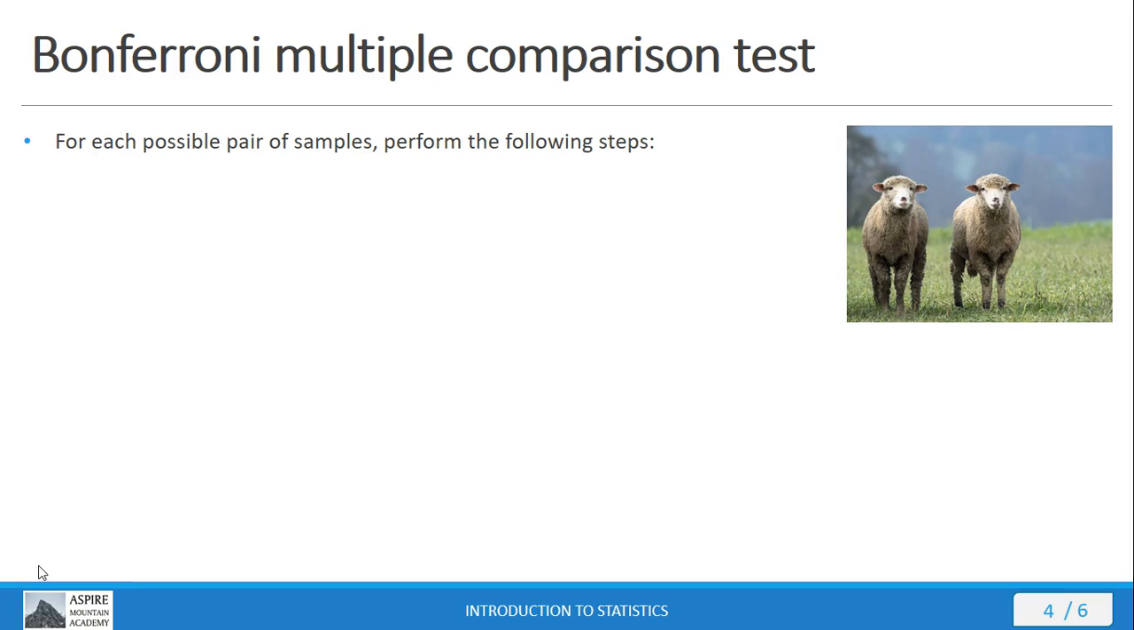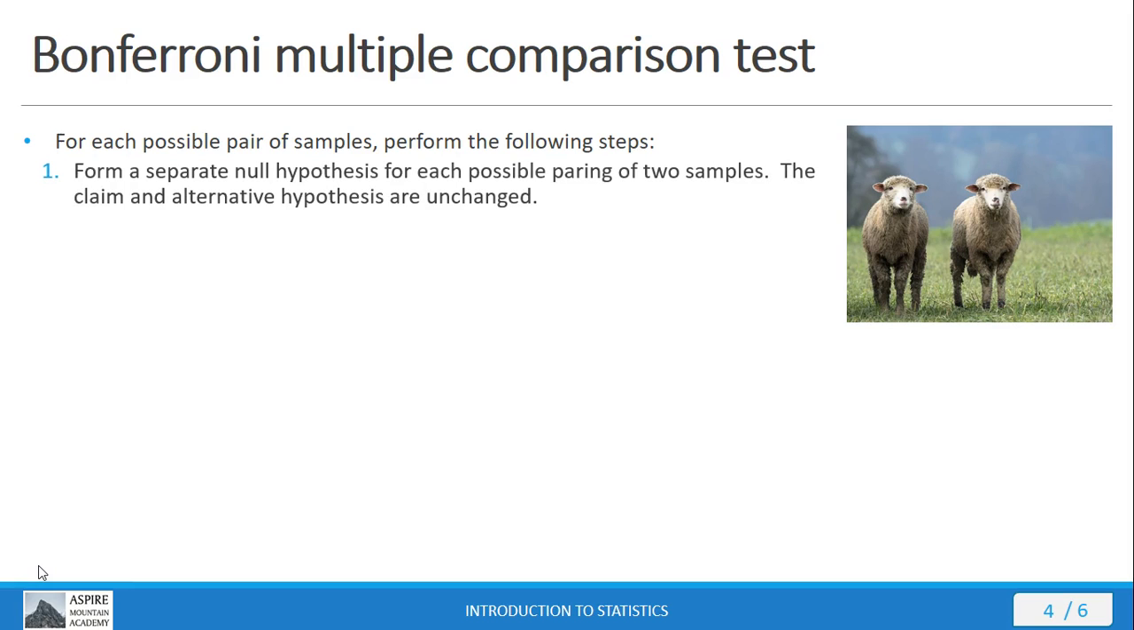To conduct the Bonferroni test, first you've got to get your sample pairs that you're going to test off with each other. Okay? So there's going to be a separate null hypothesis for each one of these sample pairings. Of course, the null hypothesis, being a statement of equality, says that they're just going to be equal to each other. But you've got to have a separate null hypothesis for each possible pairing.